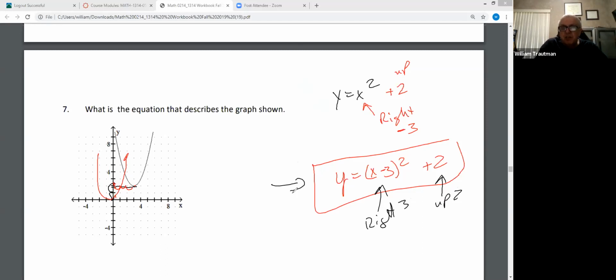Everybody okay with this so far? This section is just called transformations. It's taking a graph and moving it depending on the equation: moving it up, down, right, left, compressing it, stretching it, flipping it.